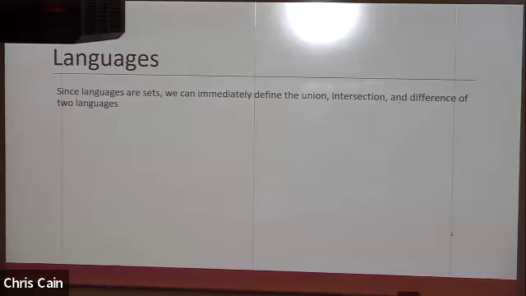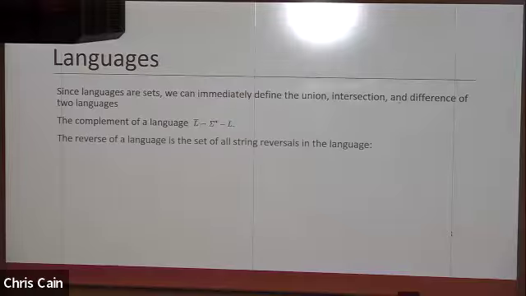Languages are sets. We can start to define the union, intersection, and difference between languages. We can define the complement of a language. Complement of a language, the universal set for this complement is the star closure of the alphabet. So anything that could be constructed with that alphabet that is not a member of the language, not a sentence in the language. We can define the reverse of a language. If we were to take every possible string that is a member of that language and reverse it, then it would be a member of the reverse of the language.